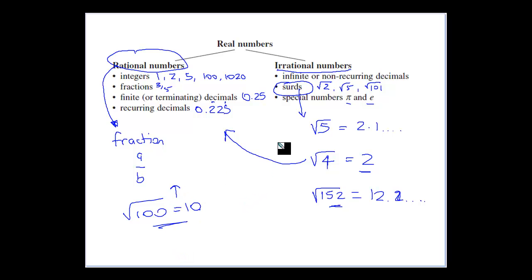So that's what a surd is. A surd is basically taking the square root of a number, and that number is a non-perfect square. The idea of perfect squares is going to be important as we go through and do a lot of this work, so keep them in mind.